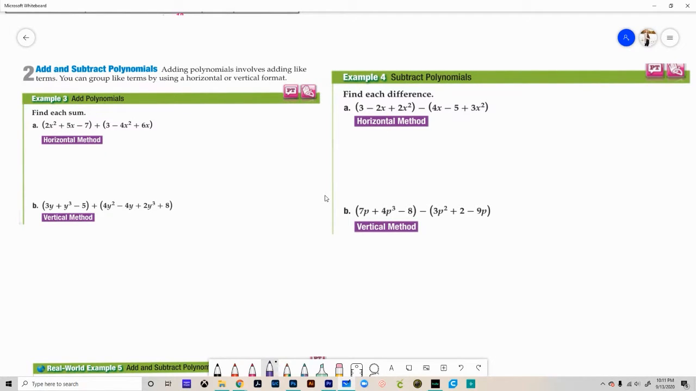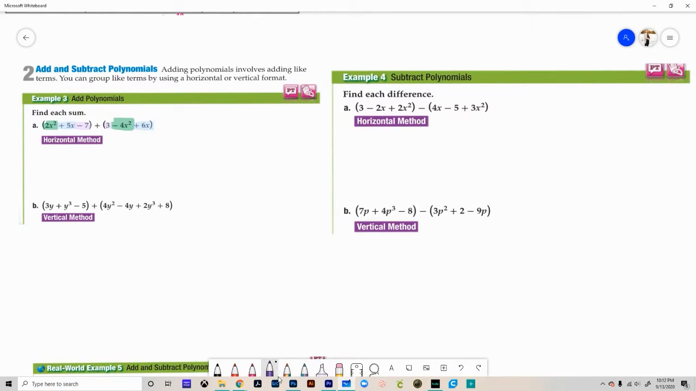The horizontal method is going to look like this. We're going to make sure that we remember what like terms are. Like terms have the same variable, but also the same power. So first I'm going to take my little highlighter here and highlight like terms. So here's 2x squared, negative 4x squared. Grab a different color. Then I've got plus 5x, plus 6x. And then my last, I've got minus 7, and then I've got a 3 there.